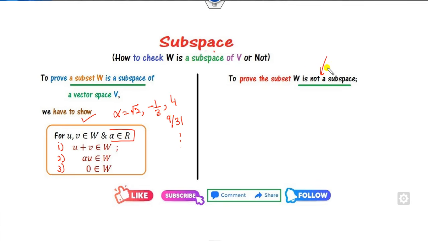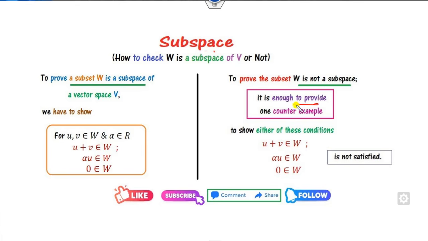How can you prove that it is not a subspace? You have to provide one counter example so that this property is not satisfied. In most of the cases, this property will work to check that it is not satisfied.